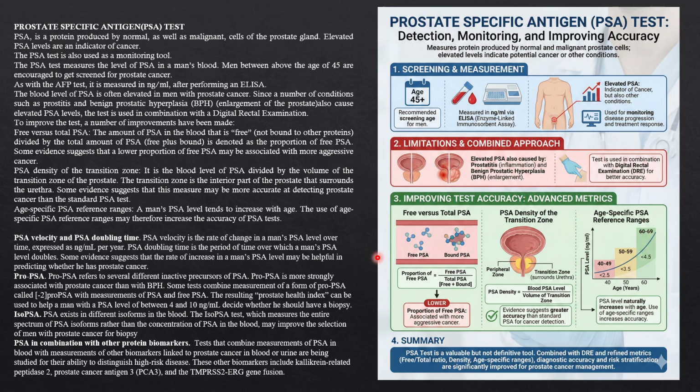Then there is the prostate specific antigen or the PSA test, which detects and monitors, and has improved accuracy. It measures the protein produced by the normal and the malignant prostate cells, and elevated levels indicate potential cancer and other conditions. So this screening is measured in nanogram per ml via the ELISA or the enzyme-linked immunosorbent assays, and used for monitoring the disease progression and the treatment response.